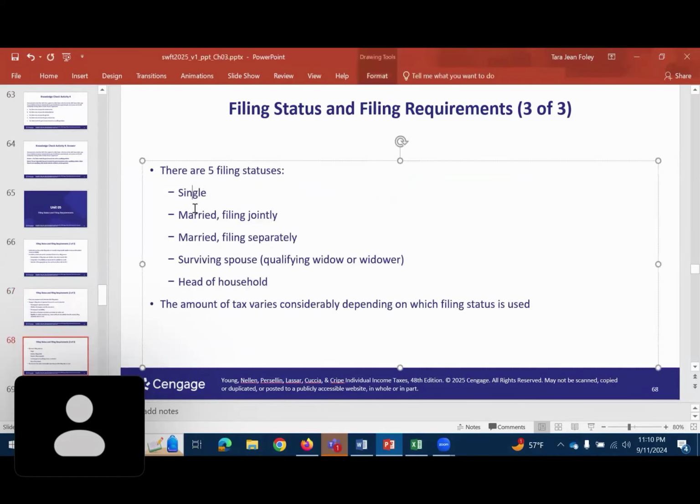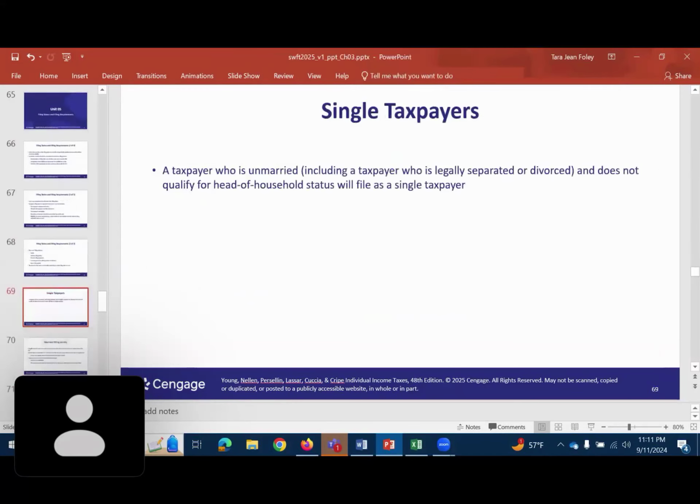So there's the 5 statuses: single, married filing jointly, married filing separately, surviving spouse, head of household, and the tax varies for that. So when we did chapter 1 and we went through the 0 to 11,600 for single, each of these has a different rate level. Married filing separately follows single. Surviving spouse follows married filing jointly, and head of household is a little bit different. So single: unmarried or legally separated or divorced and does not qualify for head of household as of the last day of the year.